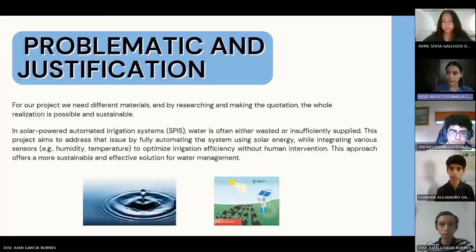Now, talking about the problem and justification for our project, we need different materials, and by researching, the whole realization is possible and sustainable. This project automates a solar irrigation system using sensors like humidity and temperature to optimize water use, making it more efficient and sustainable without human intervention.